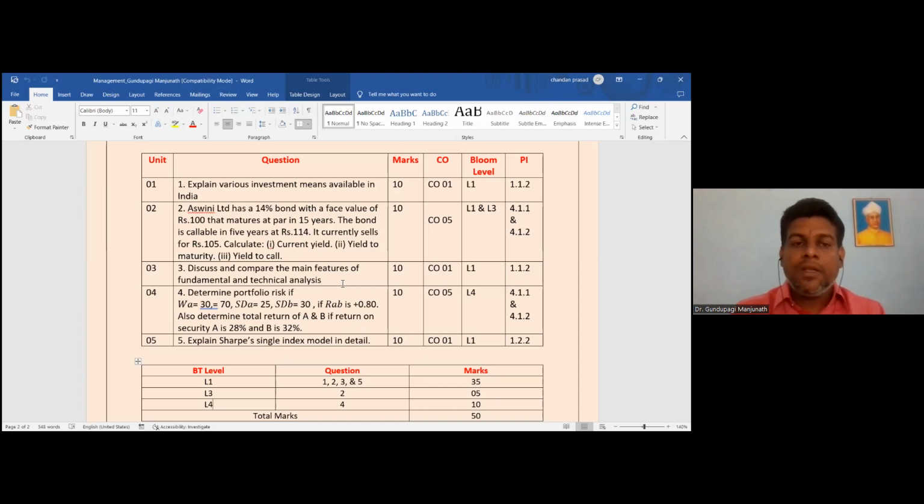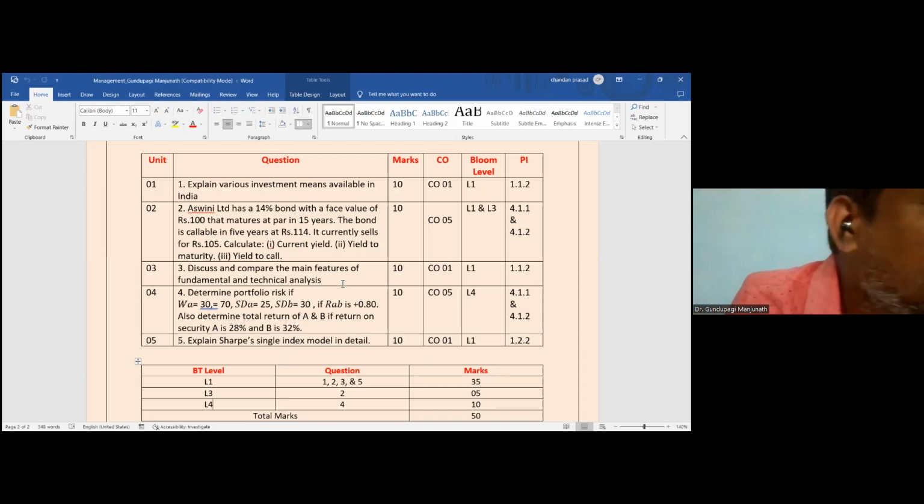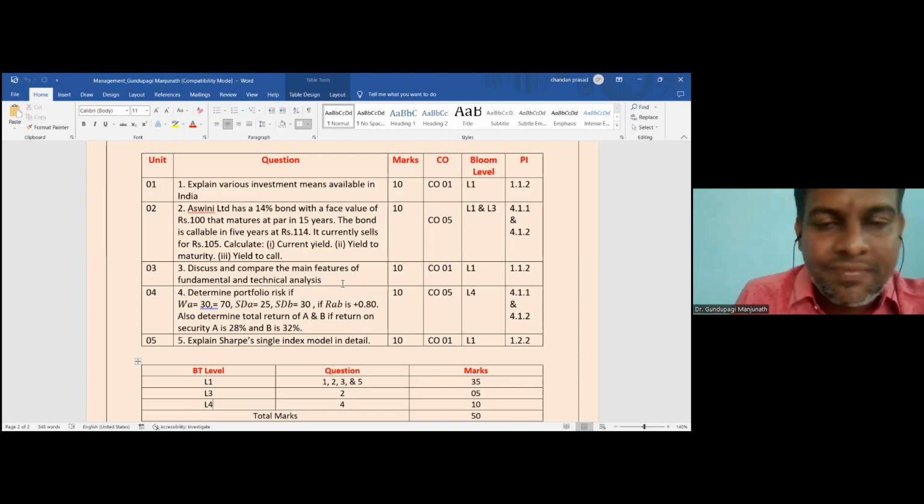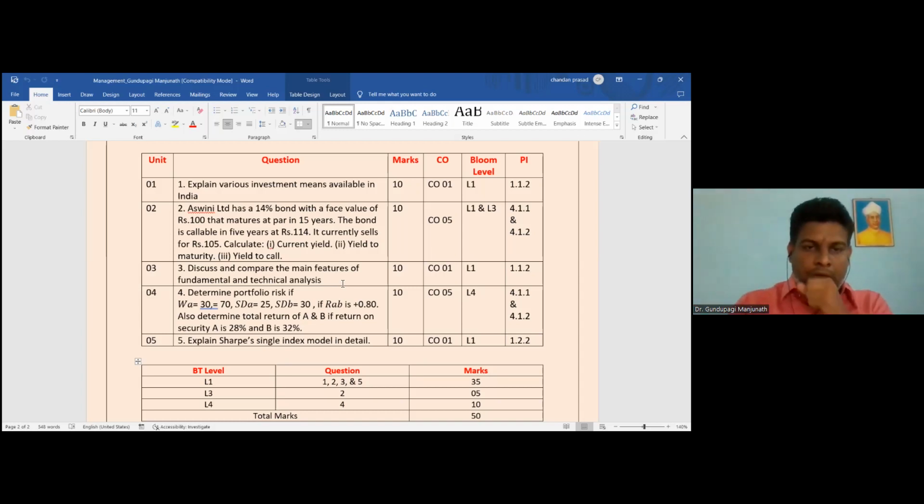Most of the times, what we do is we take the previous year question papers and we select some questions and we give those questions to the students and we ask them to answer and we test. It's not the proper way of assessment.